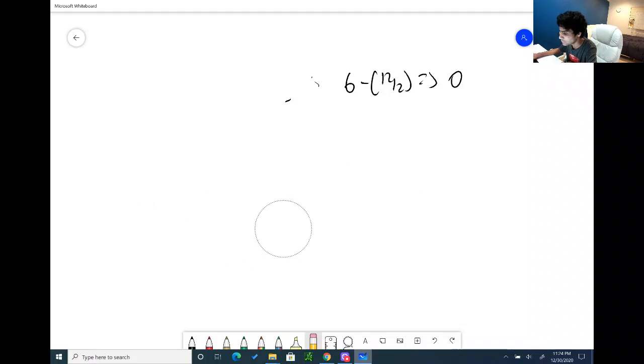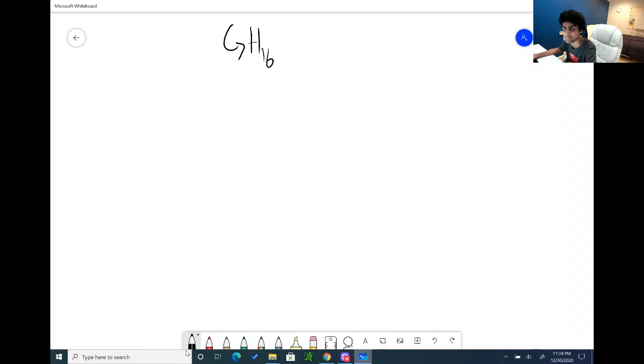Pretty simple. Moving on to a harder one. Let's try heptane, C7H16. Try finding this on your own. I'll give you a hint if you want. There are a total of 9 different isomers of this compound. Try to find them all. Pause the video.